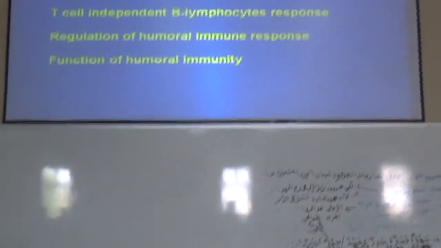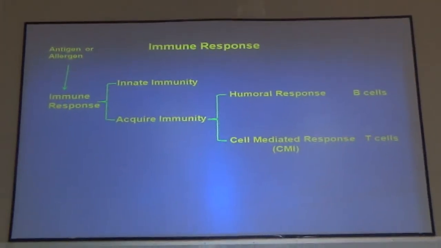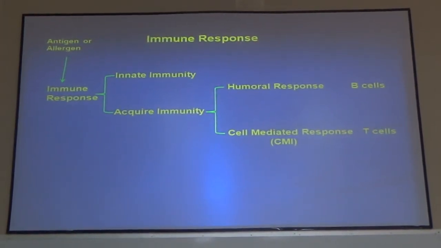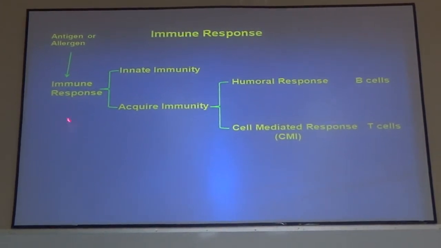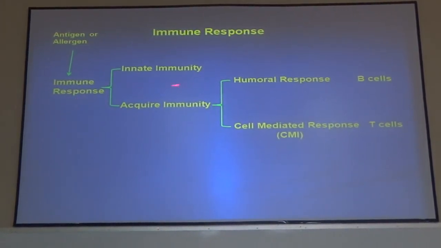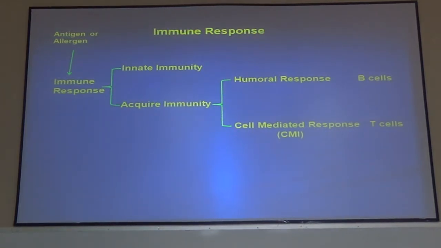So today I'm going to talk about humoral immunity. We mentioned this figure a couple of times. Antigen causes an immune response, activating innate immunity or acquired immunity. The acquired immunity is divided into two groups. One of them is cell-mediated immunity, which the T-cell memory responds to by production of cytokines, and the cytokines activate other cells to kill the pathogen. And the B-cell humoral response relies on the B-cells producing antibody.